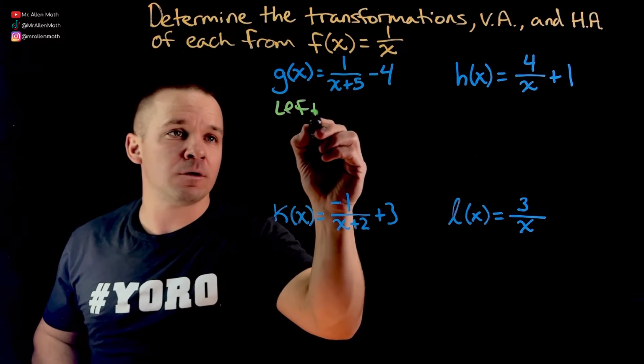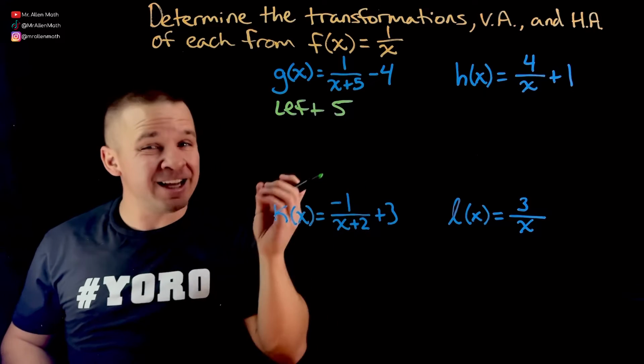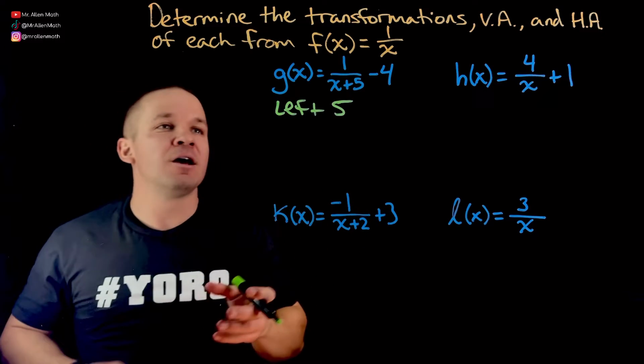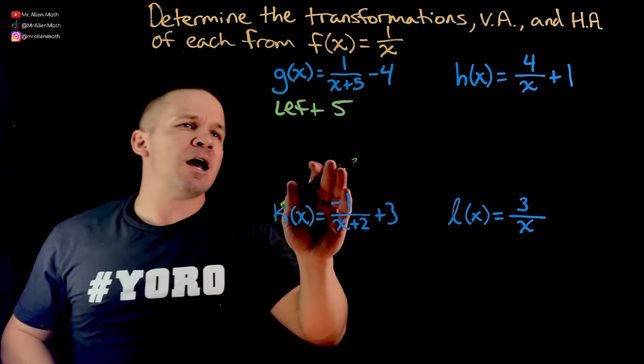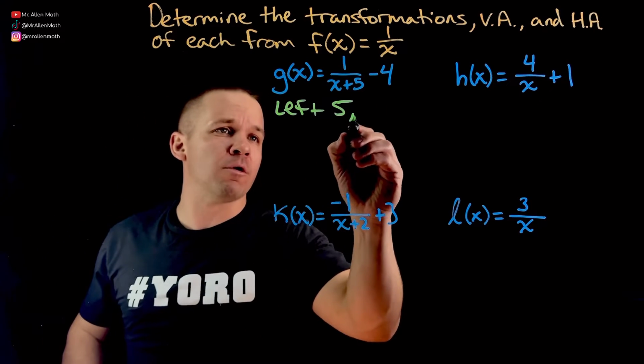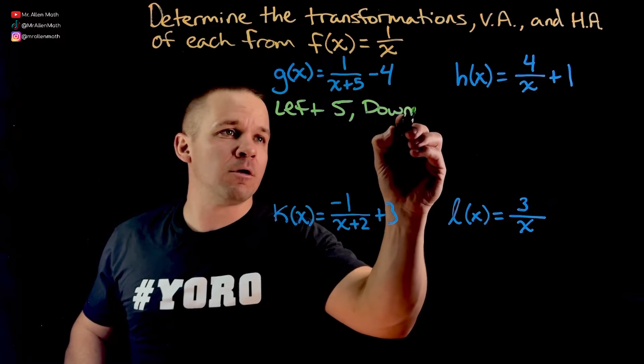So we got left 5. Remember, on the inside, it is the opposite sign type of situation, okay? It's about what's going to make that 0 in this case. And then the other one, we got down 4. So it's outside, so that's down 4.